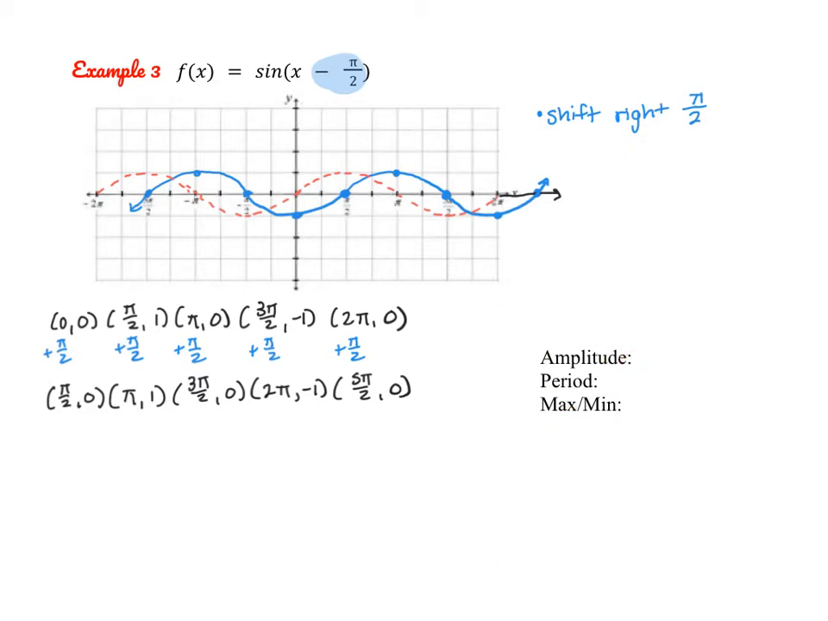So our amplitude is unchanged. It's from the midline up to a maximum or down to a minimum. So that distance is still 1. And again, that's because there was no vertical stretch or shrink. Our a value is 1. The period is still 2 pi. That's still how long it takes to complete a cycle. And then our maximum is positive 1 and our minimum is negative 1. So here everything was just simply shifted to the right, again by pi over 2 units.